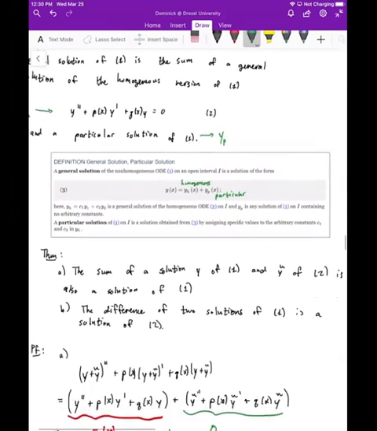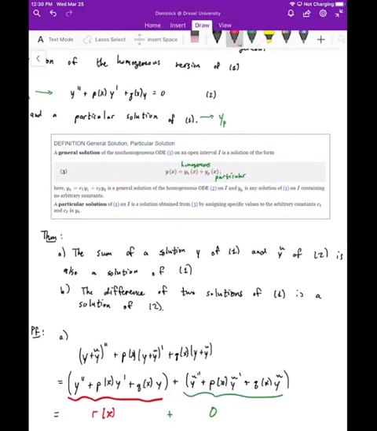Right. Another thing that we will discuss here is that if you have the sum of a solution to the non-homogeneous and the homogeneous solution, what you get is another solution to the non-homogeneous. And the second part of this theorem states that if you're looking at the difference of two solutions of the, again, non-homogeneous, then their result will be a solution of the homogeneous version.